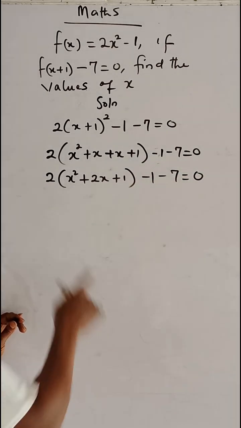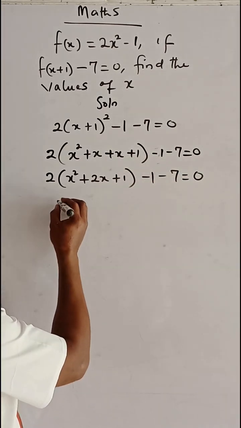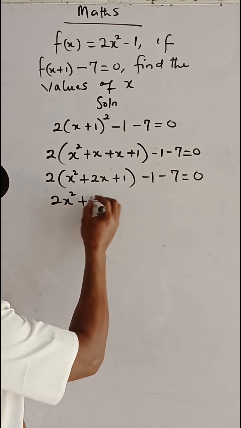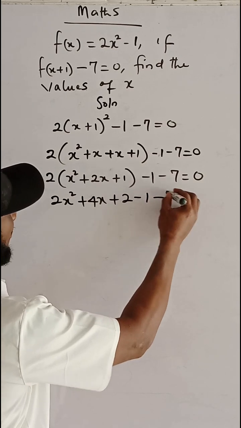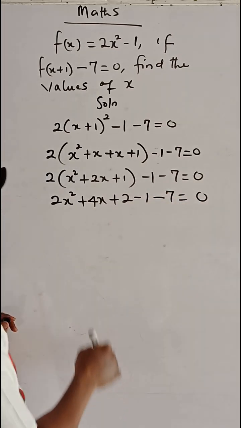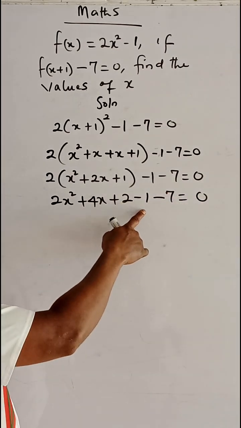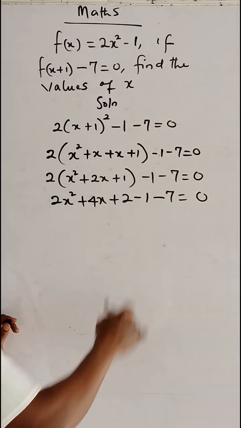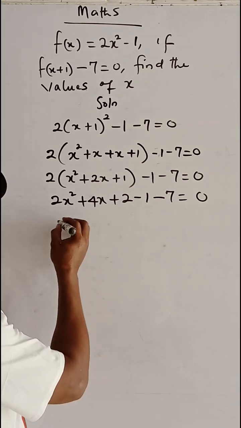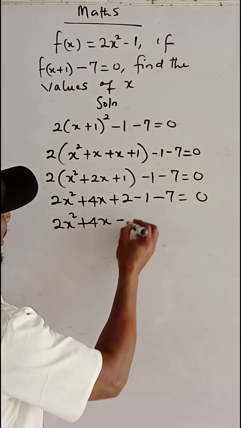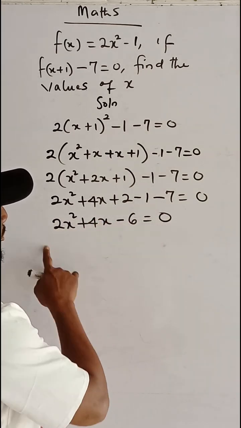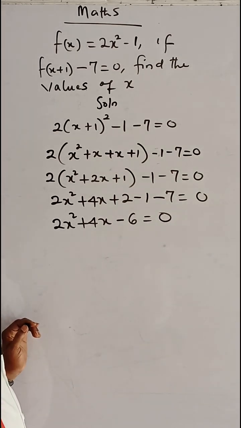So at the end of the day, if I distribute these 2, I'm going to have 2x squared plus 4x plus 2 minus 1 minus 7 equal to 0. Now here we have 2 minus 1, which is 1. 1 minus 7 is negative 6. So this equation becomes 2x squared plus 4x minus 6 equal to 0. So you can see that this is a quadratic equation in its standard form.